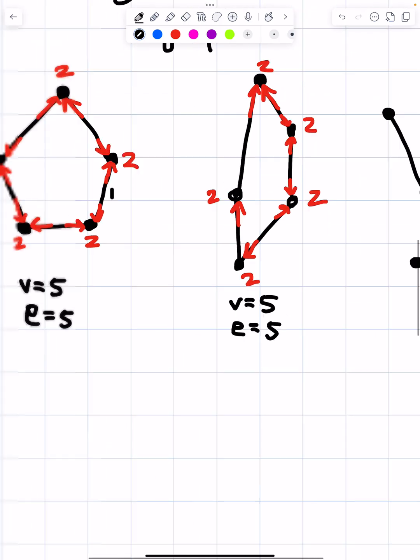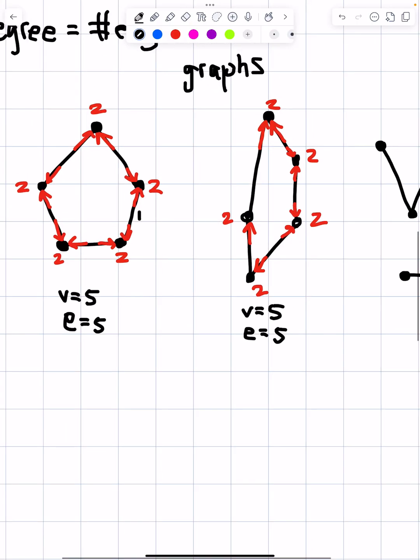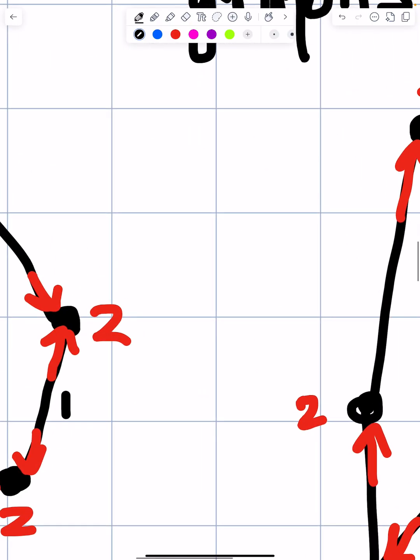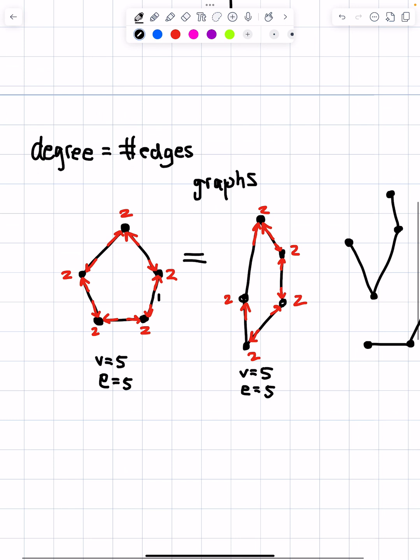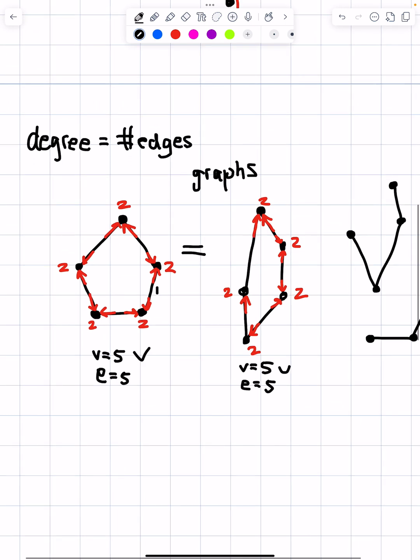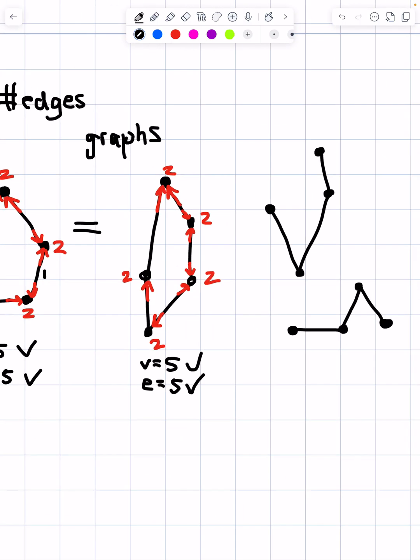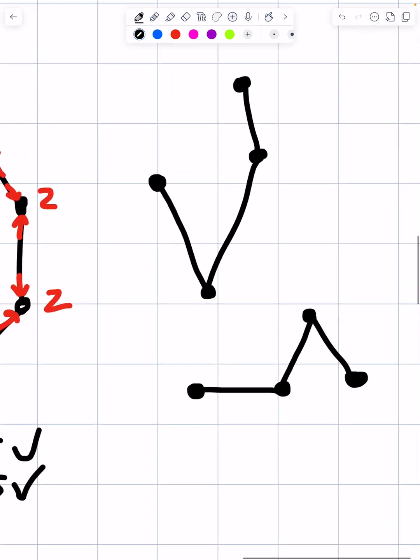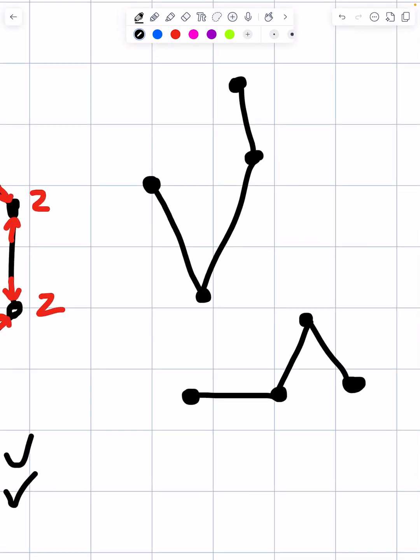And we know that each vertex has a degree of 2. That's why these two are the same. Because they have the same amount of vertices, the same amount of edges, and the same degrees. Take a look at this one. I want you to pause this video and see if you could do this yourself, and tell me if they're the same.